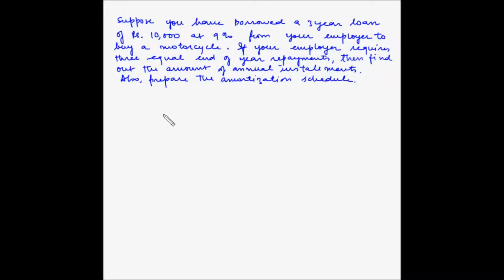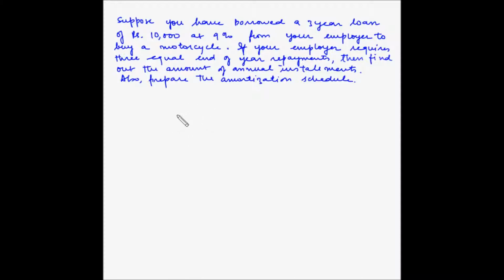Suppose you have borrowed a 3-year loan of rupees 10,000 at 9% from your employer to buy a motorcycle. If your employer requires 3 equal end of year repayments, then find out the amount of annual installments. Also, prepare the amortization schedule. So this is a case of loan amortization.